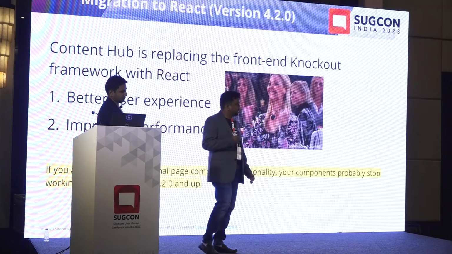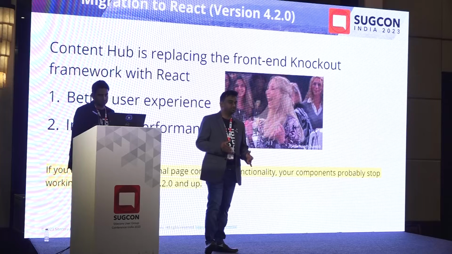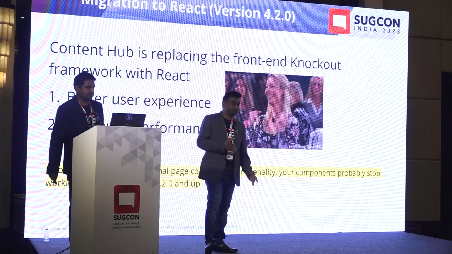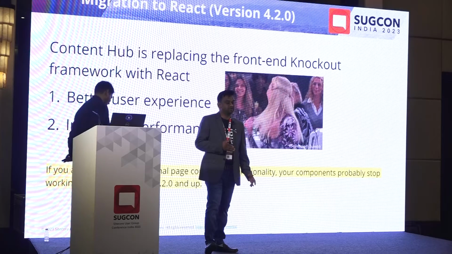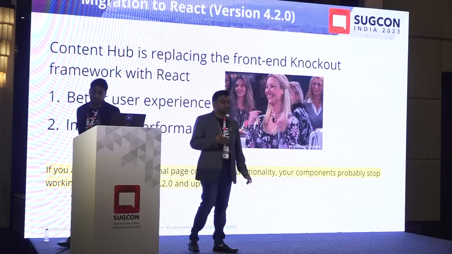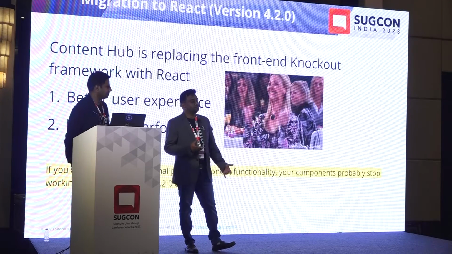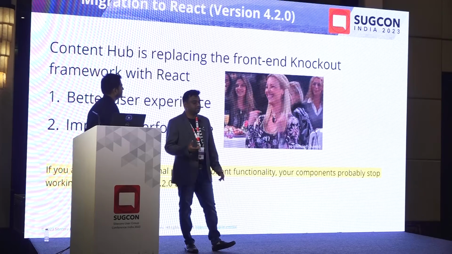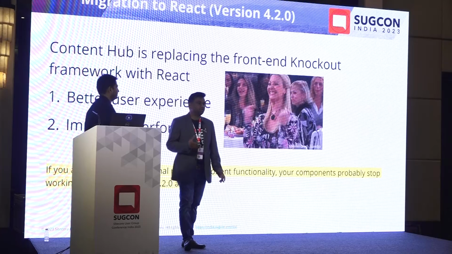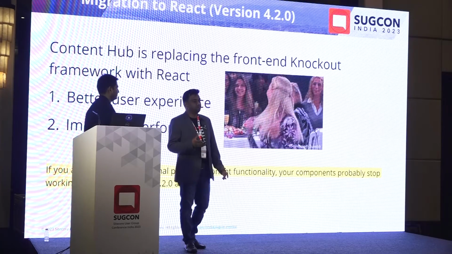Let's move to the next slide. So now we know that 4.2.0 has support for React components. If we are utilizing our existing older version of Content Hub and want to migrate or upgrade our Content Hub instance, then in that case we need to migrate our component into a React component. That's something Content Hub has done, replacing the Knockout.js framework with React, which will provide a better user experience and improve the performance of our page.